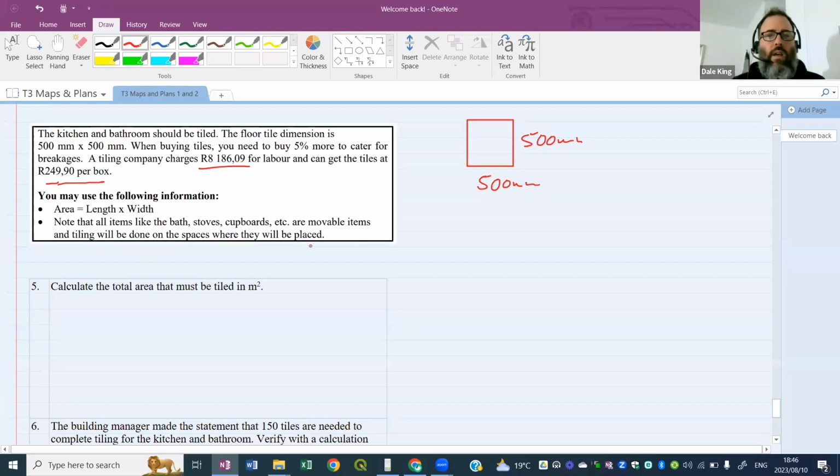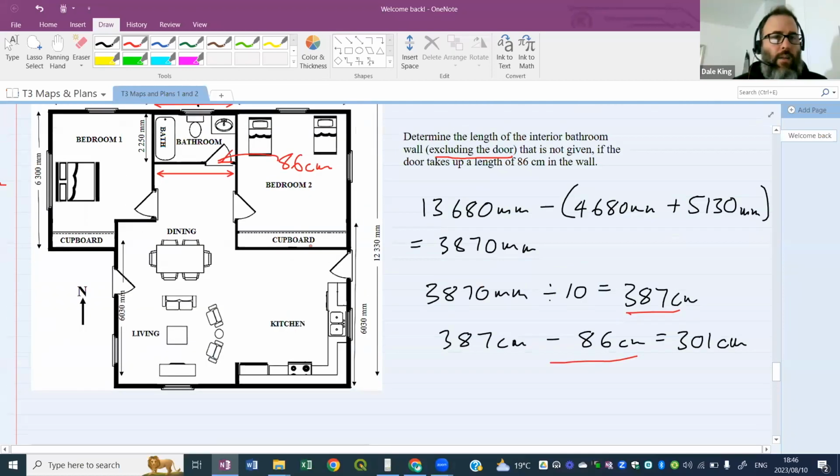Now, what that means is, if I go up to the diagram here, we're doing the kitchen and the bath, if I'm not mistaken.